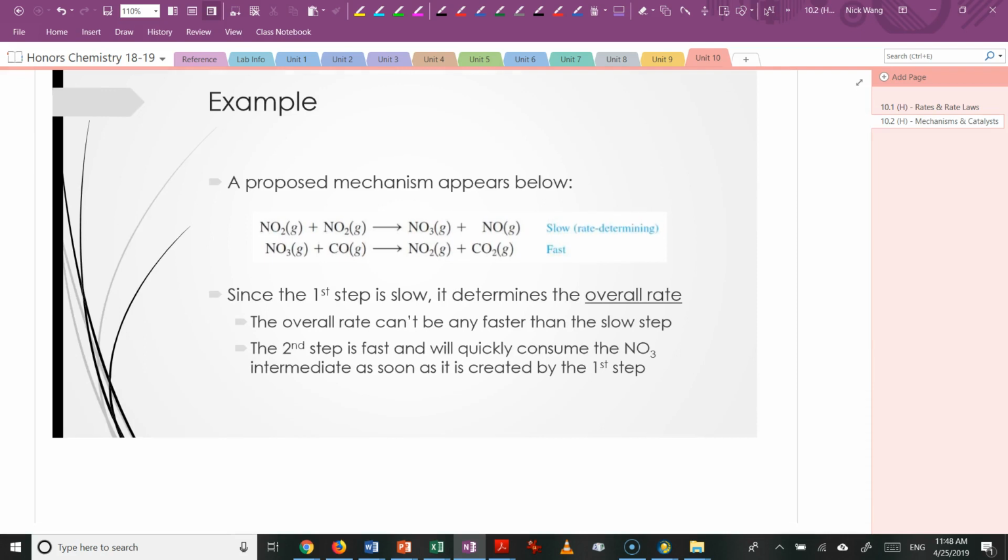All right, let's go and talk about this. First of all, this is going to be an example of a mechanism that generates some products, obviously, but this mechanism, you might actually find it to be kind of vaguely familiar. This mechanism is made of two steps. You have the first step here, the second elementary step down here, and they also label this as either slow or fast, right? So there's your slow rate determining step up here. This is your fast step here, and again, they tell you it's rate determining because they know that this is the slow one. This is the one that dictates the overall rate. Since the first step is slow, it determines the overall rate. The second step is fast and will quickly consume whatever NO3 is produced here in this first one.